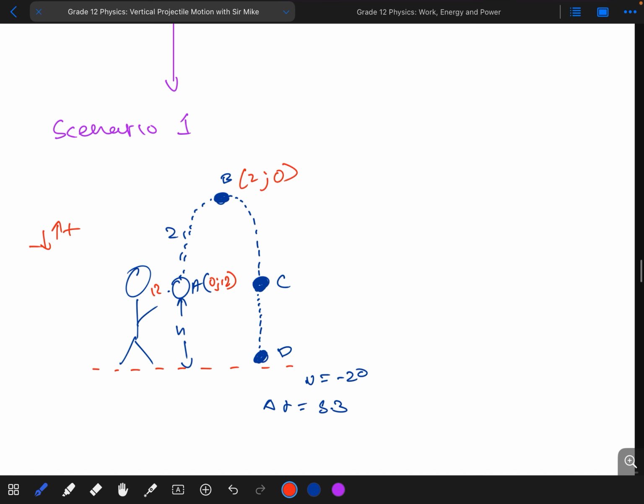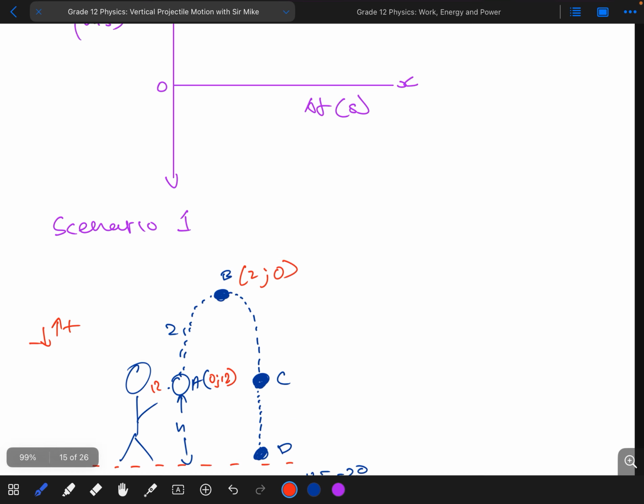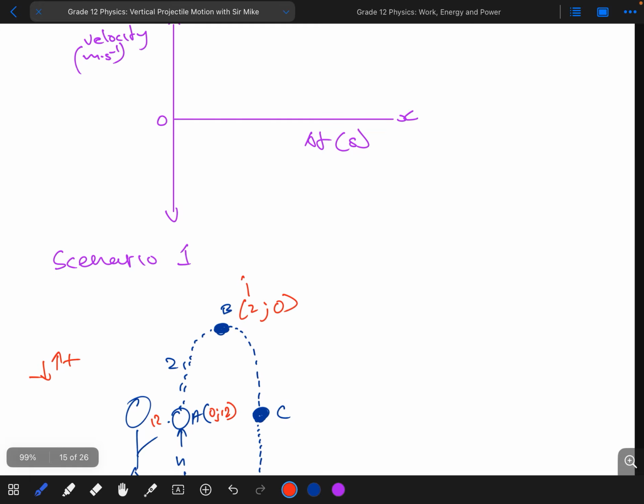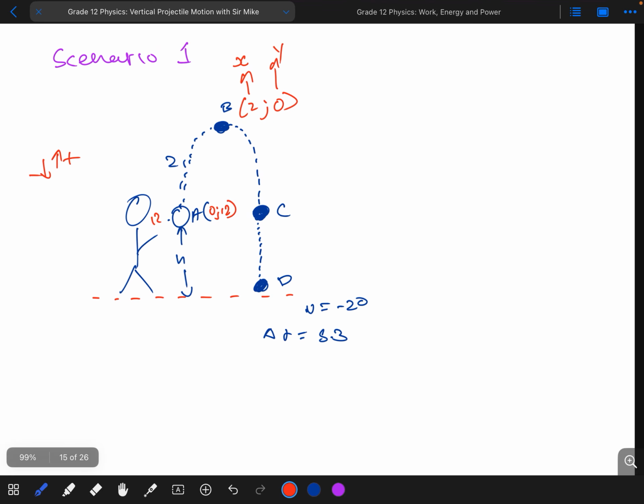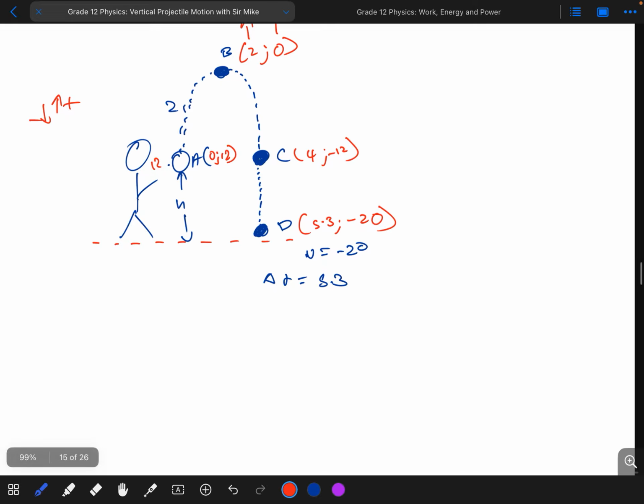We know that of course the velocity at the maximum point would simply be 0. So in this case that 2 there would represent x, and that 0 there would represent y. When we get to point C, our y would be 4 and our x would be negative 12. When we reach point D, according to what I wrote there, our y would be 5.3 and our x is simply negative 20.